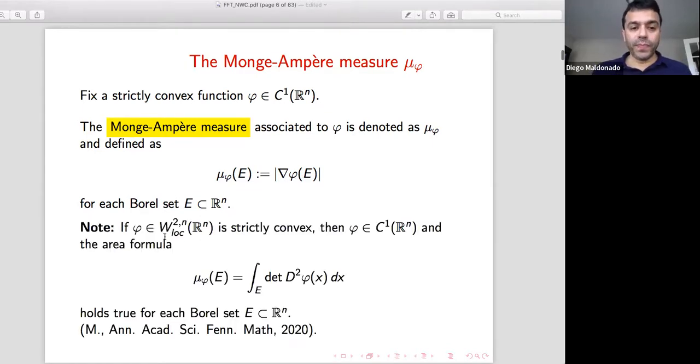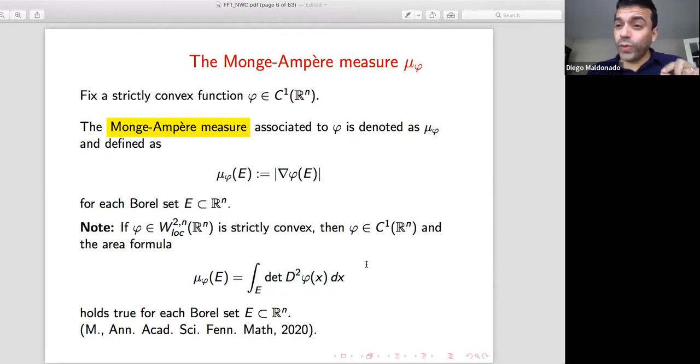So here's a little note. If phi is in this Sobolev space W^{2,n log} of Rn, then it turns out that phi is C1, continuously differentiable, and the Monge-Ampere measure of a Borel set E amounts to just integrating over that set E the determinant of the Hessian of phi. I proved that a couple of years ago.